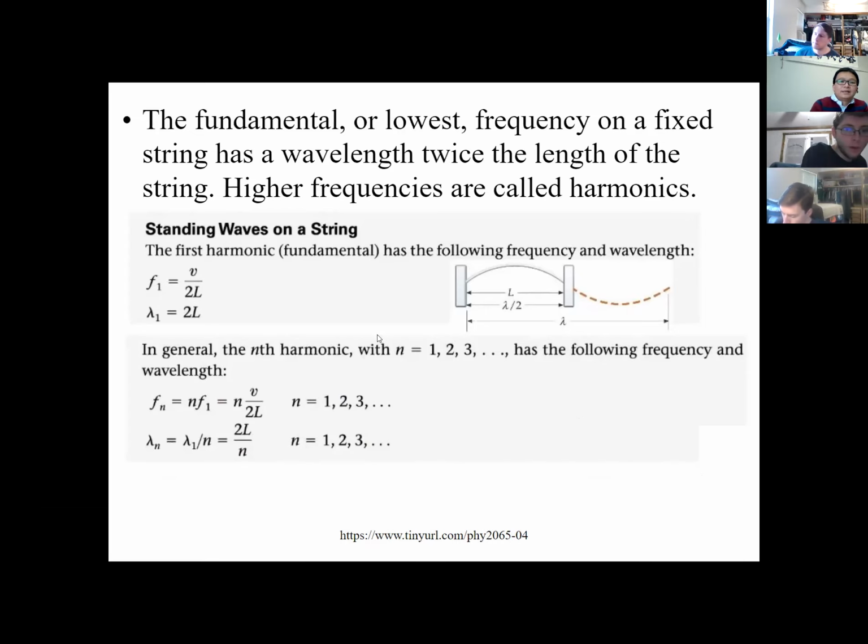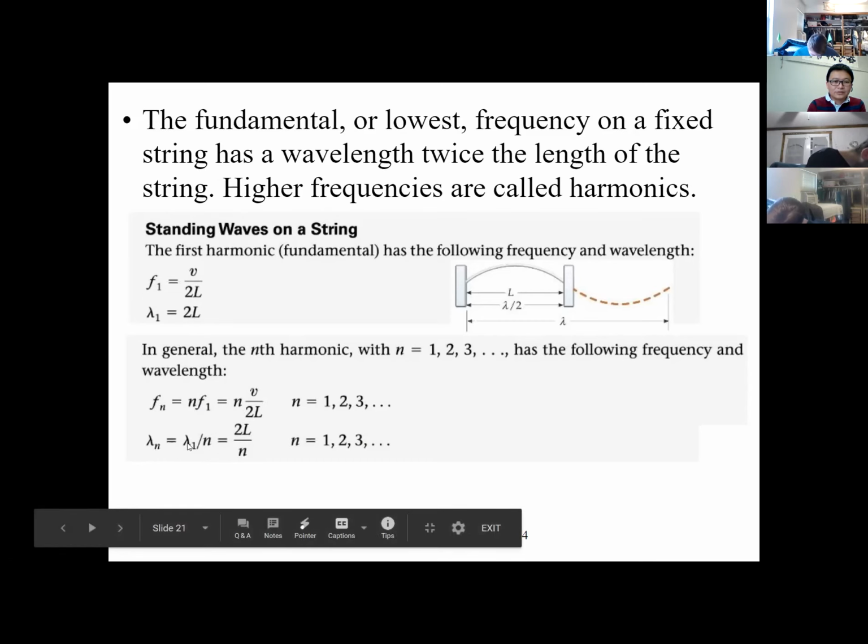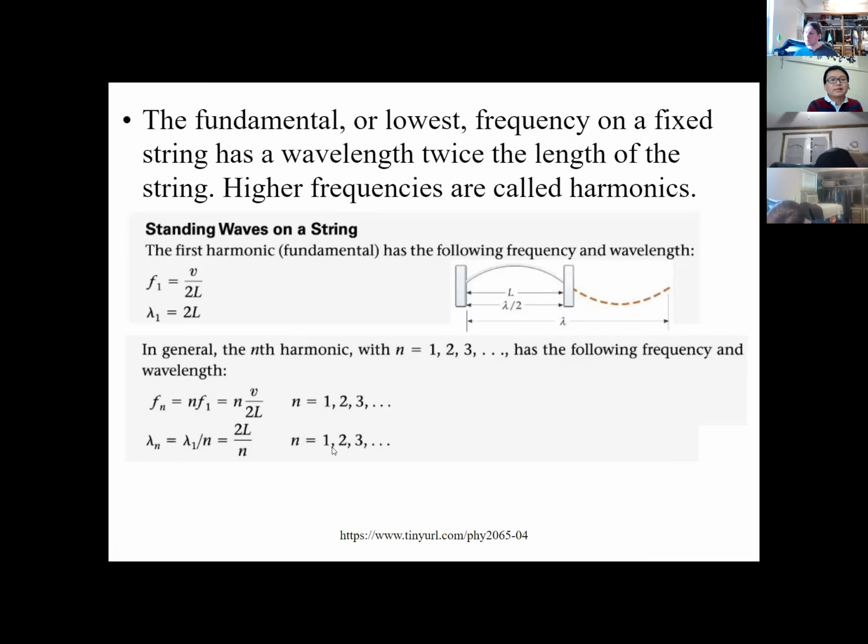So when you have the first harmonic, the frequency will be equal to the speed of the wave divided by twice the length, okay? Because the wavelength is equal to 2L in this case, all right? For higher harmonics, the frequencies are given by this equation: F_n, where n denotes which order of harmonic it is, equals n times F1. If it's the second harmonic, then n equals two. If it's the third harmonic, then n equals three, okay? And F1 is equal to v divided by 2L. The wavelength then is equal to the fundamental wavelength divided by n, the order of the harmonic, okay? All right. So this is the case when the two ends of the string are fixed, okay?